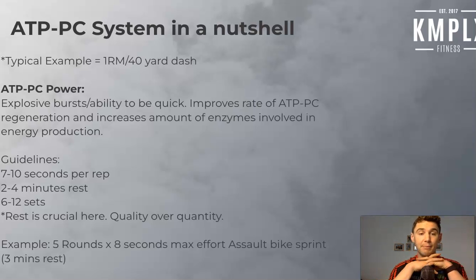So we're going to go to power first. So again, a typical example of this event, as I said, is a 1 rep max or a 40-yard dash, and then just kind of going through the ATP power. You can never get sick of saying that. These are our explosive bursts, and it's our ability to be quick.